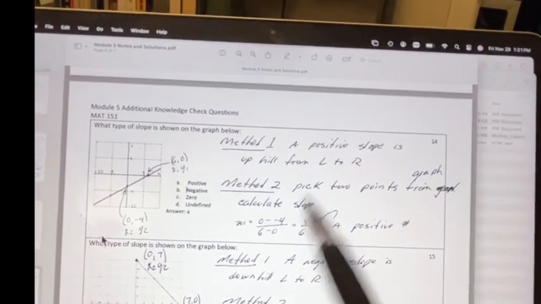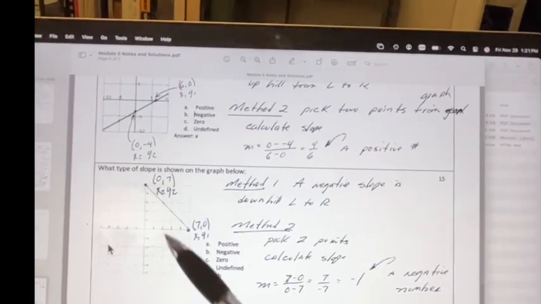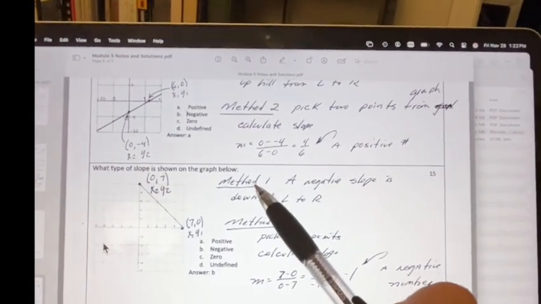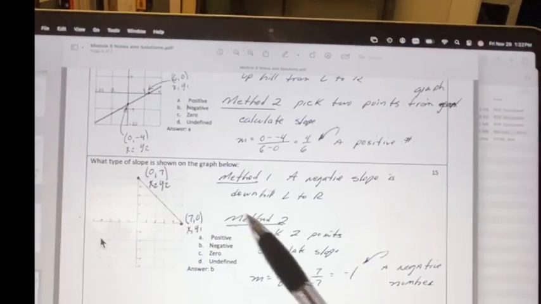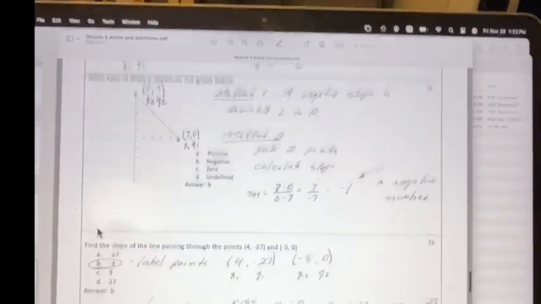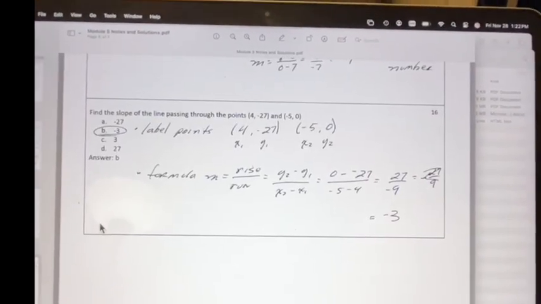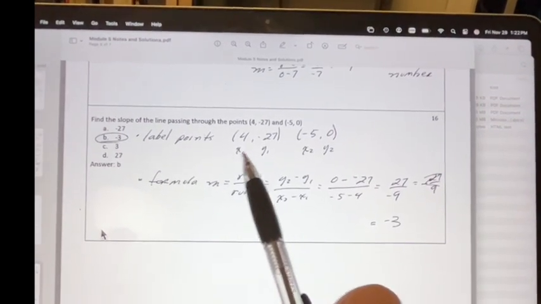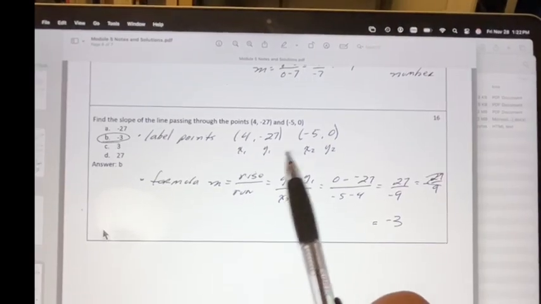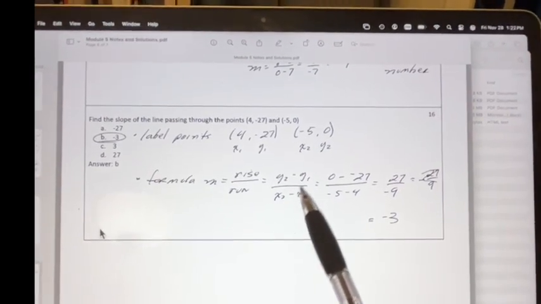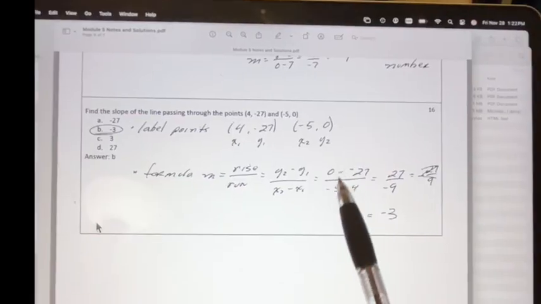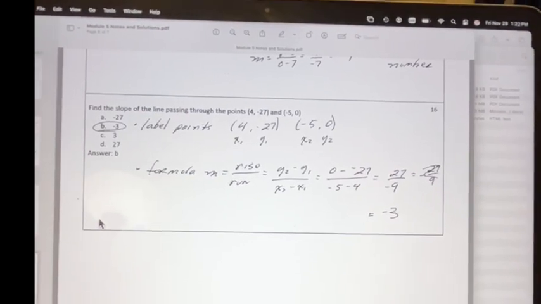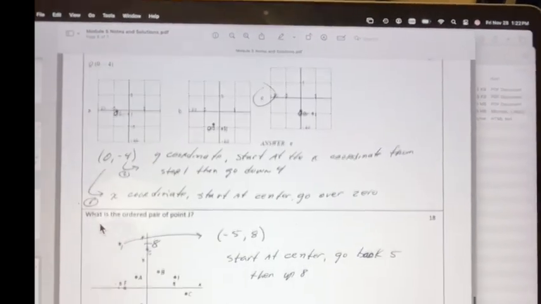It's the same exact idea on here. Either you know the definition, or then there's method 2, and you do the same thing we've been doing for a while now. Same exact question with find the slope. I think it's important to label the points first, rewrite the formula every single time so you know what you're filling in, plug in the numbers, boom, there's your answer.